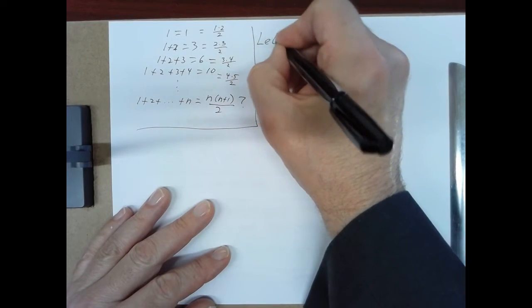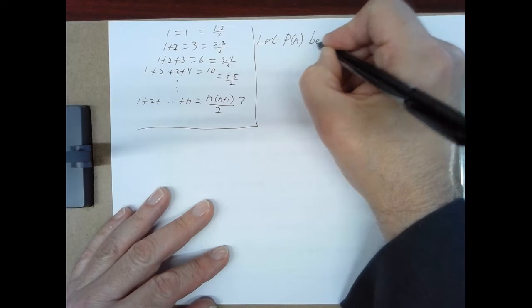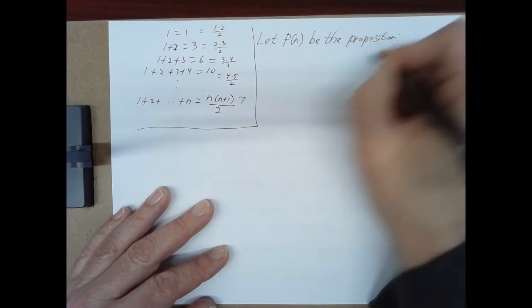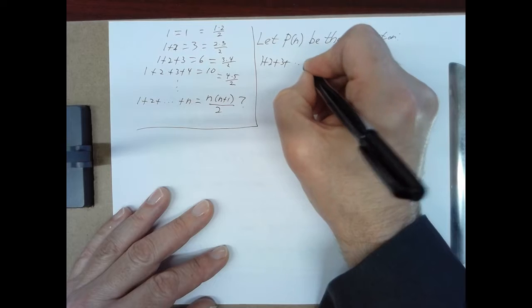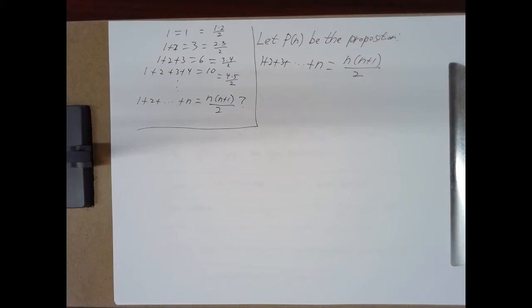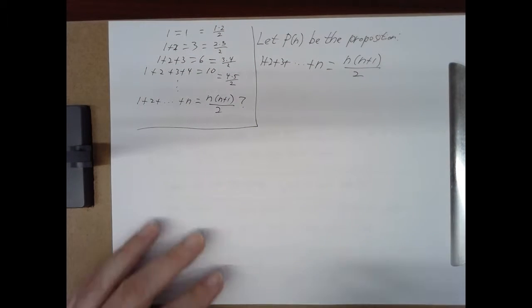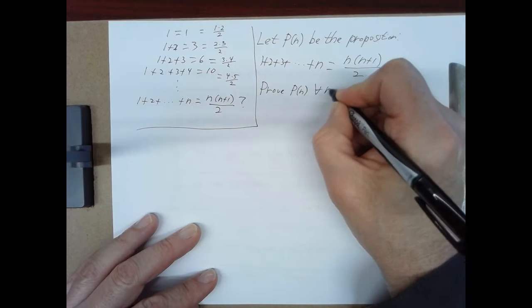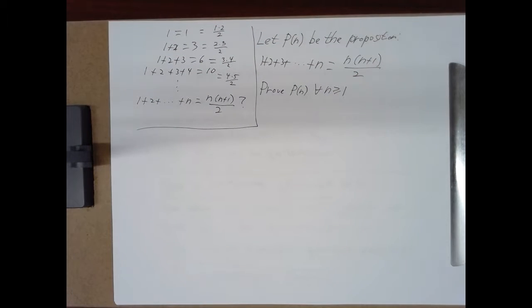Let P of n be the proposition: 1 plus 2 plus 3 plus ... up to n equals n times (n plus 1) over 2. And our goal is to prove P of n for all n bigger than or equal to 1. And I don't have to keep saying prove P of n equals true. If I say prove P of n, it means prove it's true. Okay, it's like a C thing. Bless you. So let's prove P of n is true for all n bigger than or equal to 1 using mathematical induction.